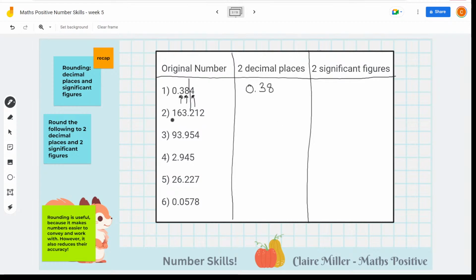What about the next one? Decimal point, first decimal place, second decimal place. That's going to be the end of our number, and this is the decider. It tells me whether I need to round the 1 up or not. It's a 2, which is lower than a 5, so I don't need to round it up. So my number to 2 decimal places is 163.21. Hopefully you're following along with this and it's making some sense.